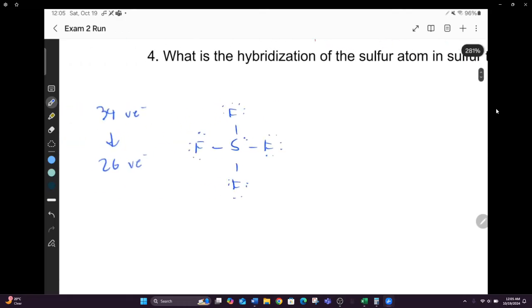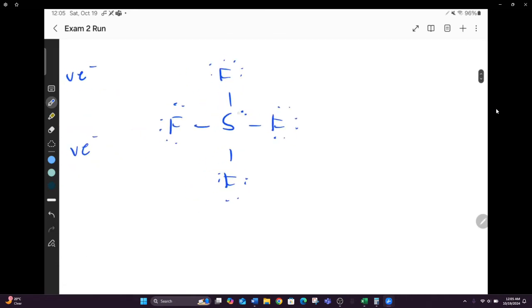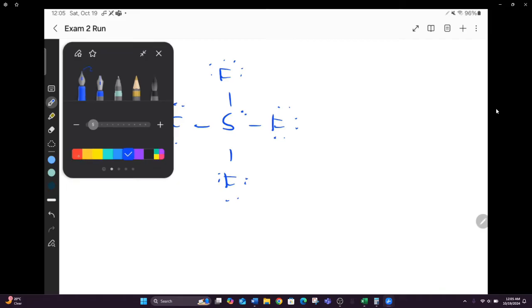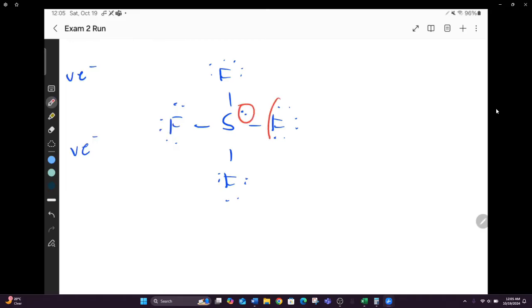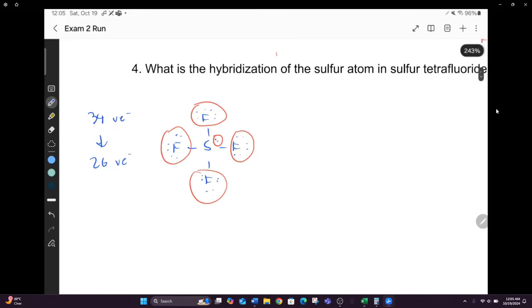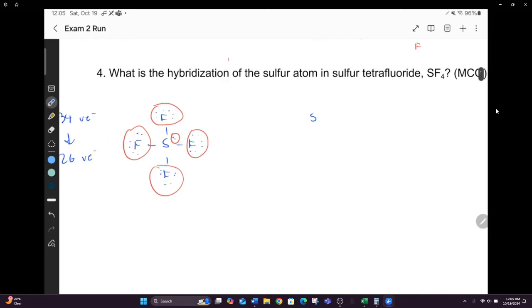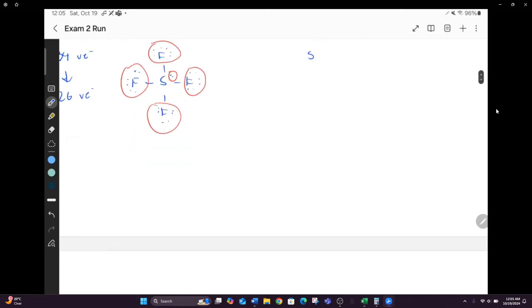So now for hybridization, you want to count the amount of groups that are on this. So we have one, two groups, three groups, four groups, and five groups. Based on the number of groups, that's how you label your hybridization. You go like SPDF, so we're going to start with S. Let's do tally marks, so 1, 2, 3, 4, 5.